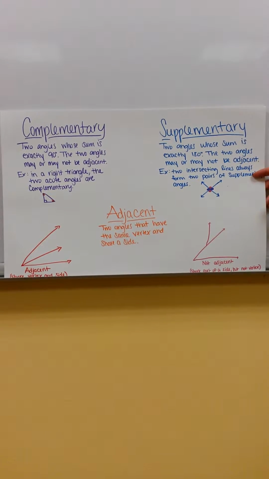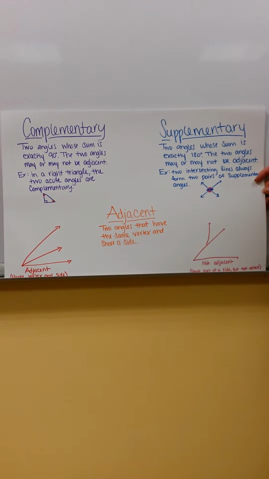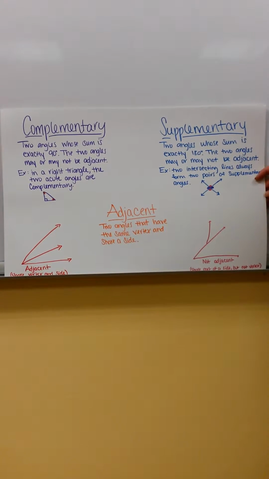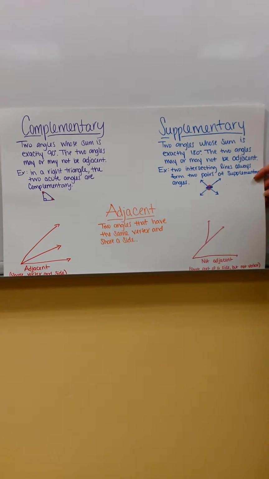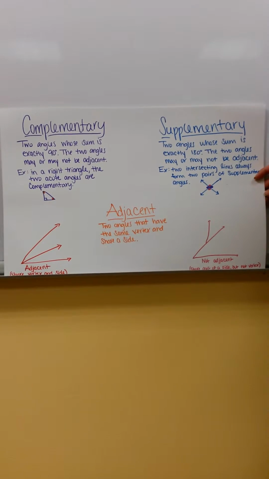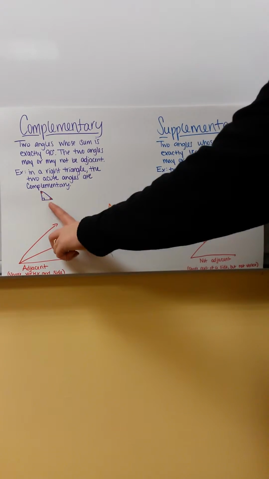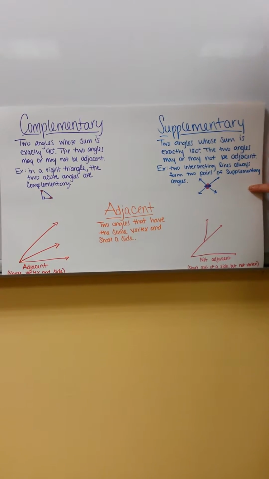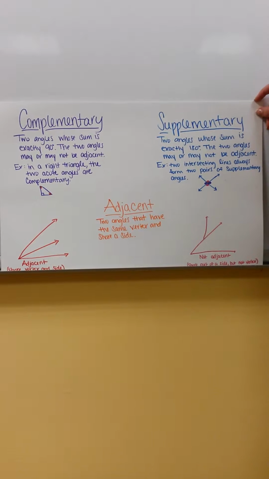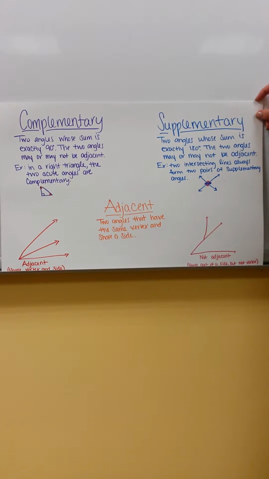So next we're going to talk about complementary, adjacent, and supplementary. Complementary means that the two angles sum to 90 degrees, and the two angles may not be adjacent. As you can see in this picture, a right triangle, the two acute angles are complementary. If we move on to supplementary, those are two angles whose sum is exactly 180 degrees, and they may or may not be adjacent.